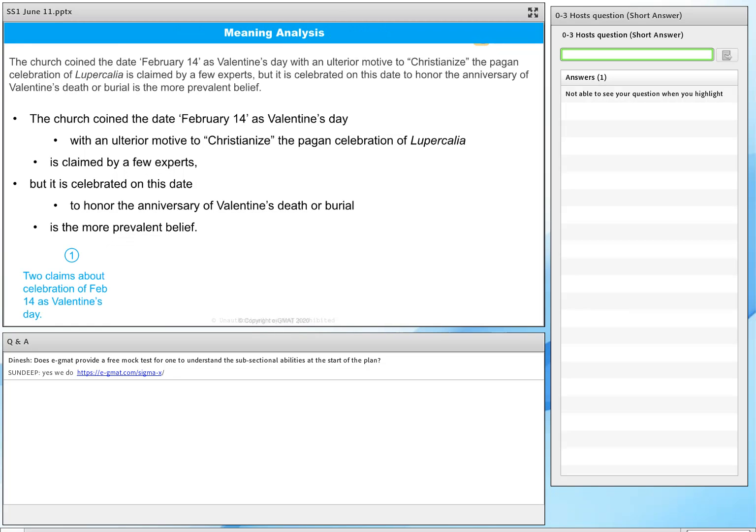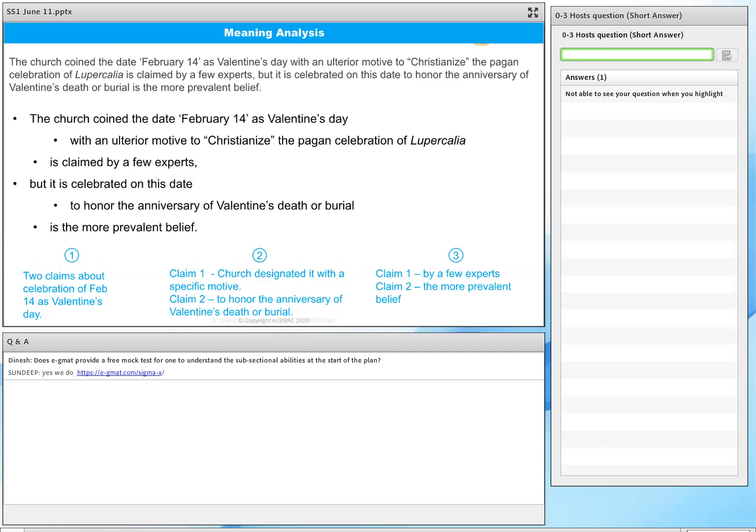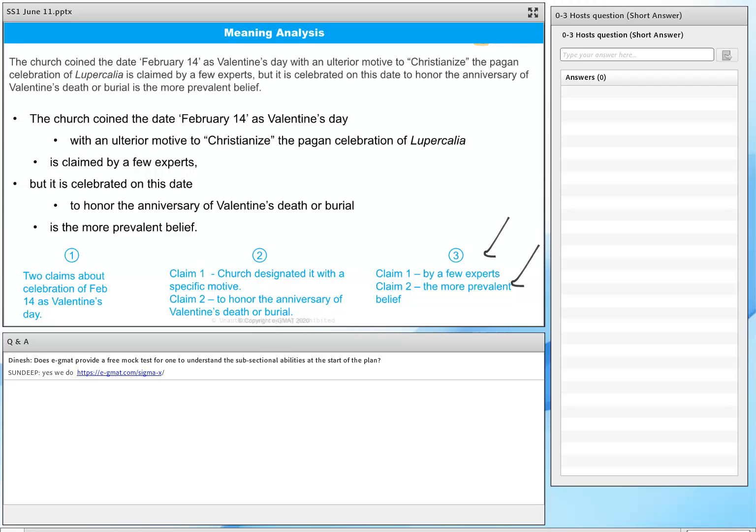So when you think about this and you ask, what does the author want to communicate? The author wants to communicate that there are two claims as to why February 14th is celebrated as Valentine's Day. The two claims are very distinct. Claim one is that the church coined it with a very specific motive. Claim two is that it's to honor the anniversary of Valentine's death or burial. Claim one is by entity number one, which is a few experts. Claim two is by entity number two, which is in general the more prevalent belief. This is something that you should have extracted.